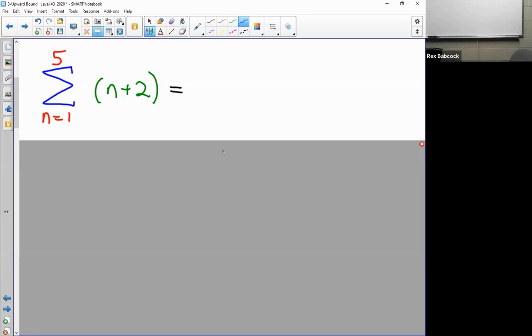You can do this both with or without a calculator. The arithmetic of this means this. I'm going to take the numbers starting with 1 and put them in here. So I'm going to say 1 plus 2 is 3. And then sigma means you add. I'm going to then go to 2. 2 plus 2 is 4. And then I'm going to go to 3. 3 plus 2 is 5. And then I'm going to go to 4. 4 plus 2 is 6.